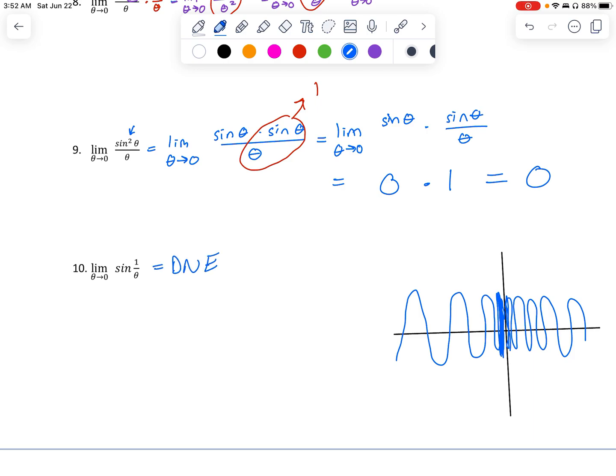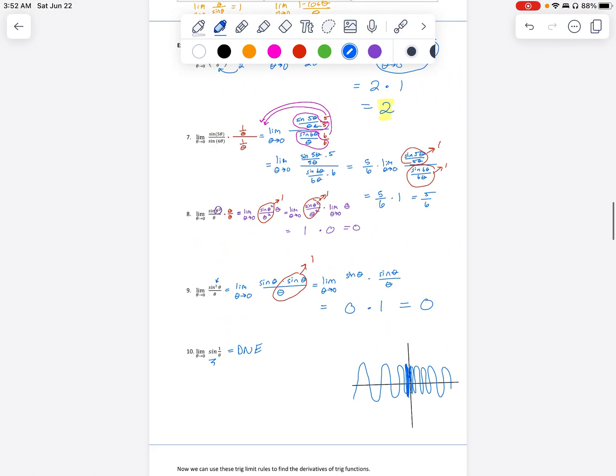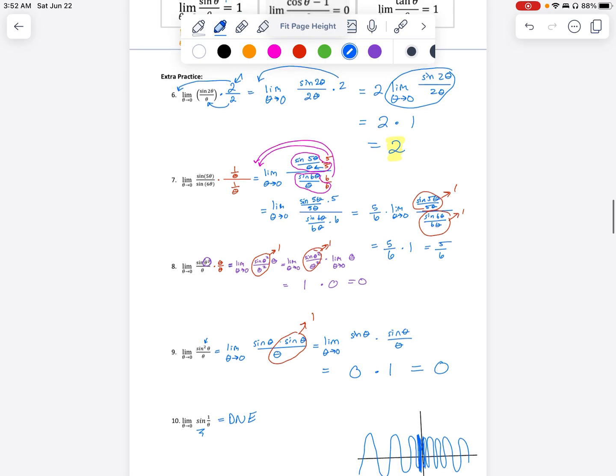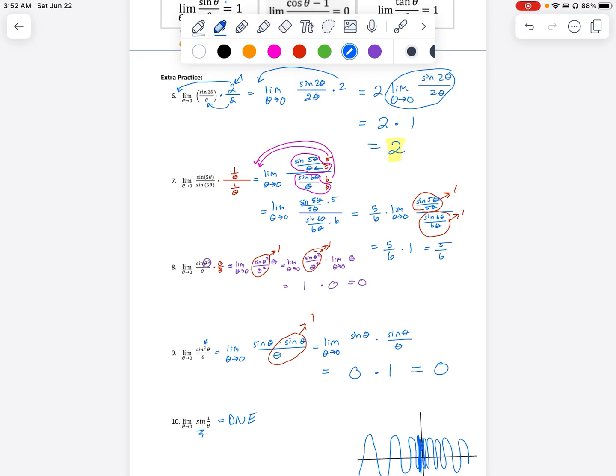The right-hand limit and the left-hand limit are both oscillating forever, infinitely towards 0. So that's an interesting function. Just remember, if you have sine of 1 over the input, then that limit does not exist. So there are our practice problems with a couple of techniques and how to use those limits to prove other limits.